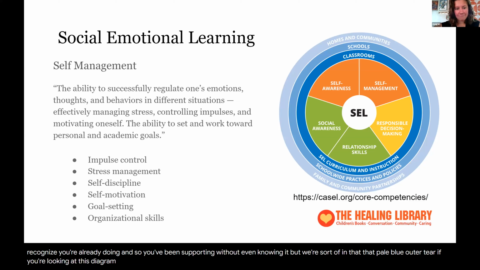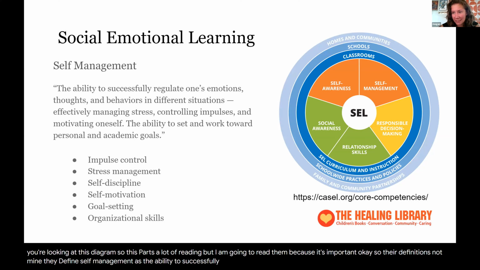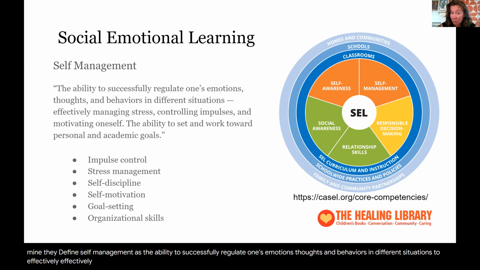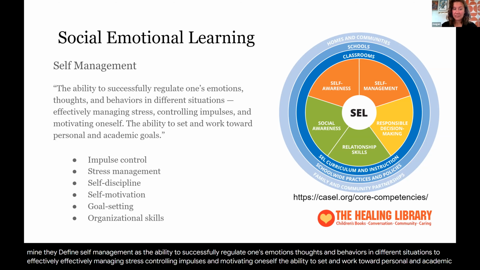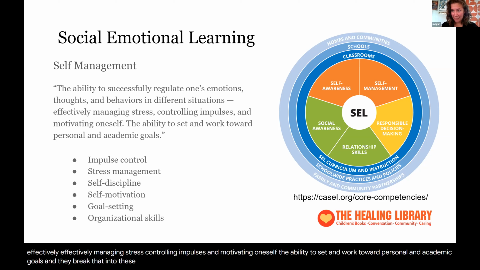So this part's a lot of reading, but I am going to read them because it's important. Okay, so their definitions, not mine. They define self-management as the ability to successfully regulate one's emotions, thoughts, and behaviors in different situations, effectively managing stress, controlling impulses, and motivating oneself, the ability to set and work toward personal and academic goals. And they break that into these 6 subcategories: impulse control, stress management, self-discipline, self-motivation, goal setting, and organizational skills.